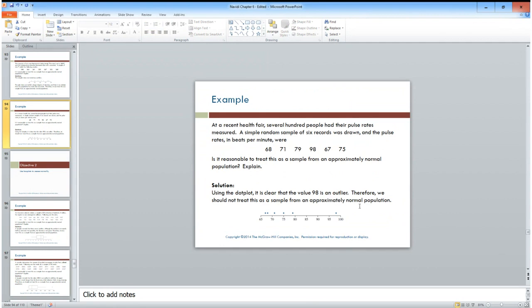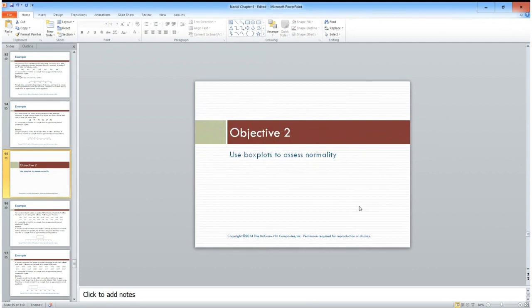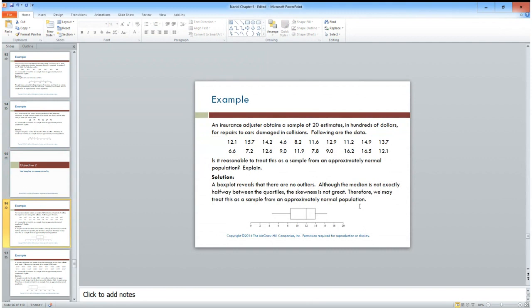Now, box plots are something a little bit more useful to do it. But they create a box plot here for 20 estimates for cars that were damaged at a place where they fix them, a collision specialist. So they draw the thing out. The whiskers, which are those lines that come off on the end, are not the exact same size. If it were perfect, they would both be the same size. But remember, there's nothing perfect in the real world.